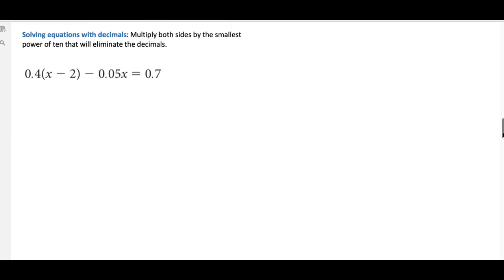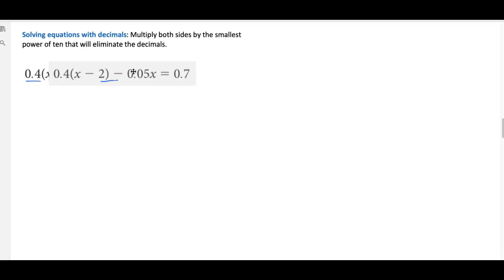All right, so next we're going to look at solving equations that have decimals. So hopefully you remember your decimals and your base 10 numbers. What you want to do to solve these is multiply both sides by the smallest power of 10 that will eliminate the decimals. In this case, if we multiply this first one times 10, it would make it be 4. But if we multiply the 0.05 times 10, I would still have a decimal. So I need to go up to 100. That means I need to multiply both sides of this equation by 100.